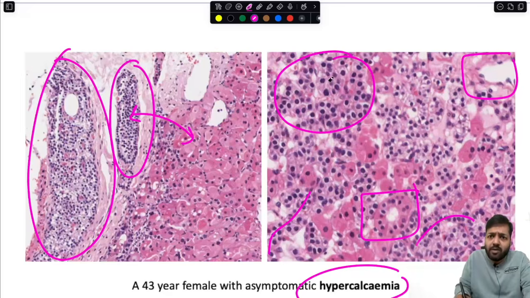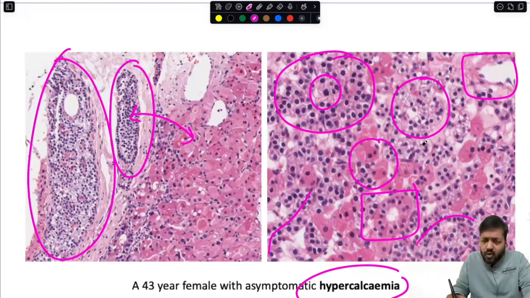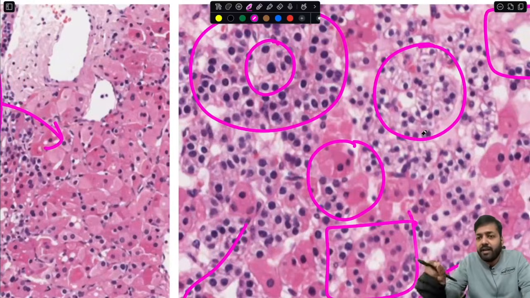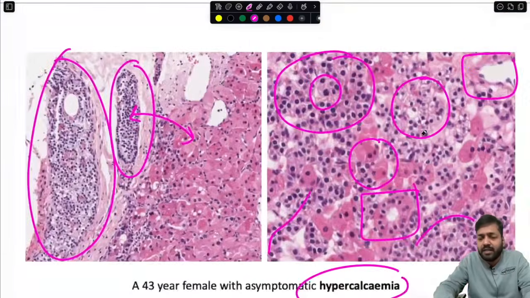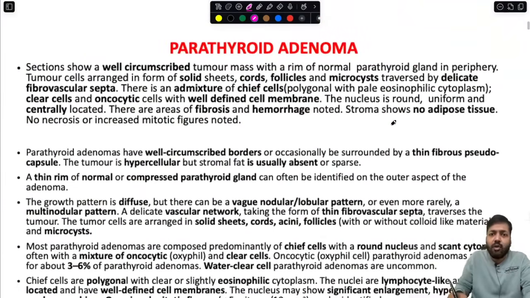There is an admixture of tumor cells. You can see the polygonal tumor cells with pale to eosinophilic cytoplasm. So these are the chief cells. Then you can see the oxyphil or the oncocytic group of cells, which have eosinophilic cytoplasm, and also certain clear cells. Very importantly, the cell membrane is quite distinct, very well demarcated. So what is this? It is a case of a parathyroid adenoma.